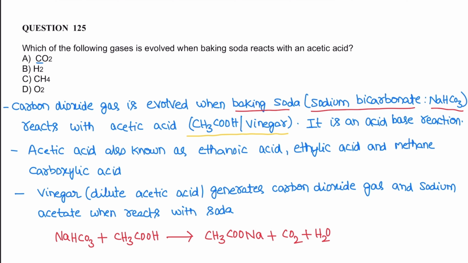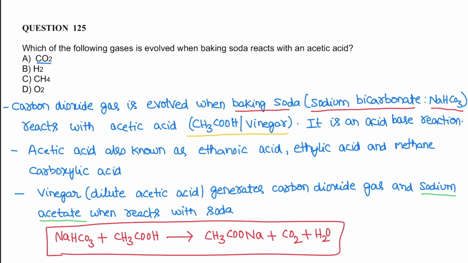So NaHCO3, sodium bicarbonate, when it reacts with CH3COOH, that is vinegar, it generates sodium acetate plus carbon dioxide plus H2O. Sodium acetate is CH3COONa. This is the chemical reaction given. Correct option is A. Next question.